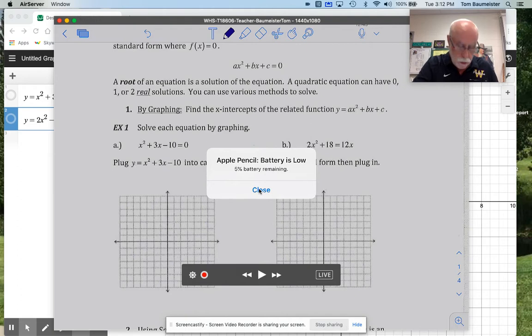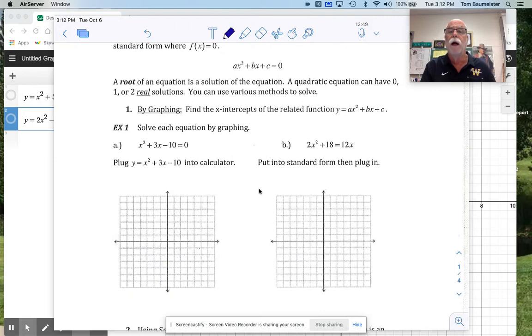Shoot. All right. I'll still make this work. Hopefully I can get this done before my pencil runs out.